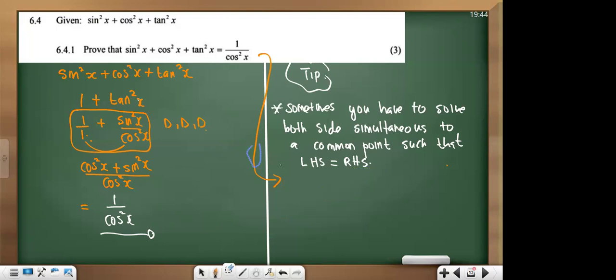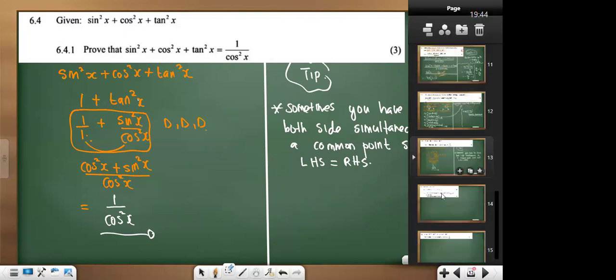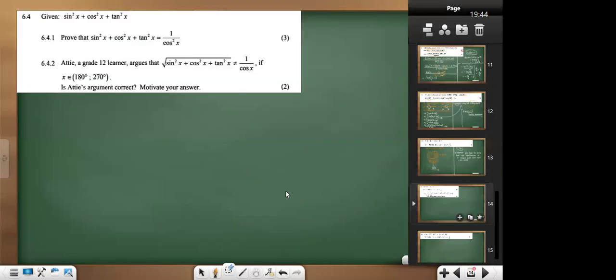Sometimes solve both sides simultaneously until you reach a certain condition or a certain point. All right. If there's no question, I will move to the last part. It has been a nice revision. Okay.